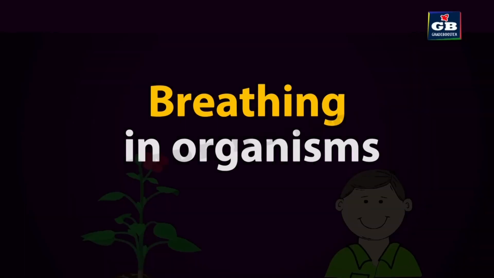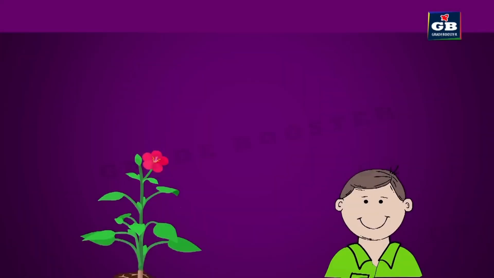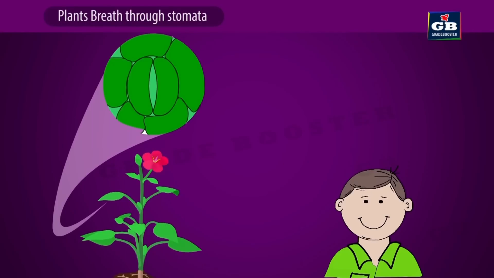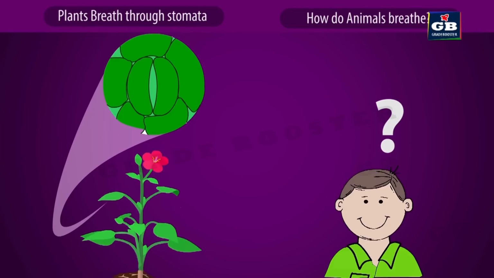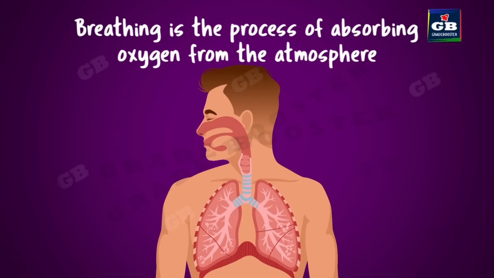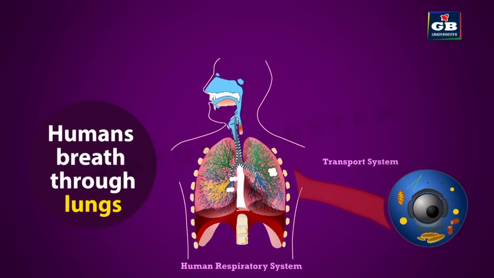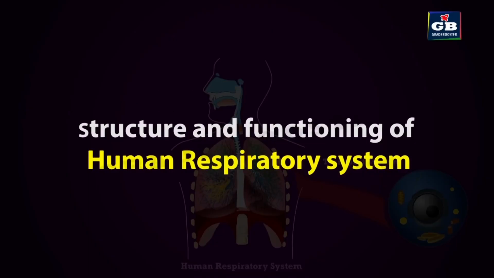Breathing. Plants have small pores on their leaves called stomata for the exchange of gases. Animals need special respiratory organs for the exchange of gases. Then, how do humans get the oxygen? Let us see. Breathing is an important part of respiration. Breathing helps to obtain oxygen from the surroundings. Human respiratory system is well designed to absorb oxygen from the atmosphere. Let us see the structural and functional importance of human respiratory system.